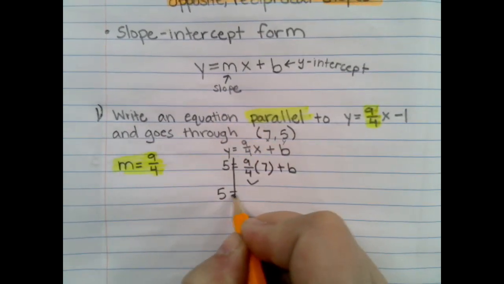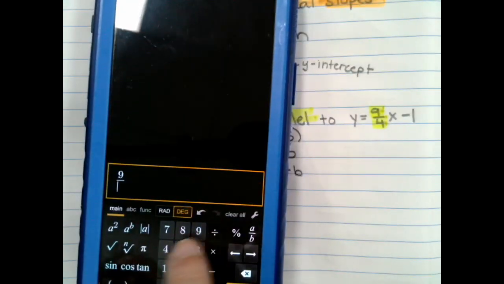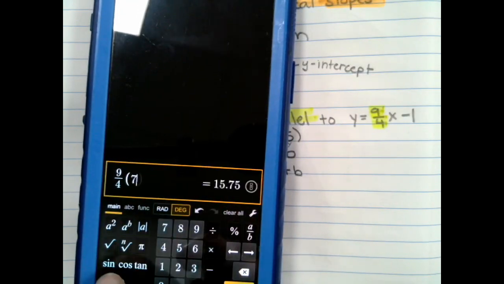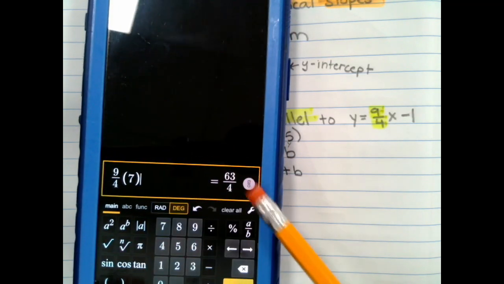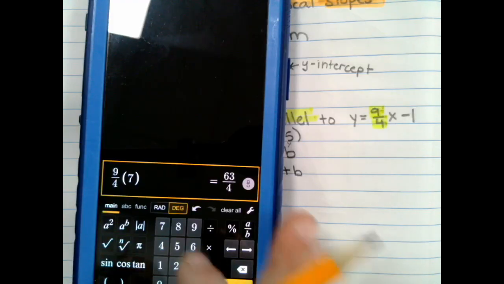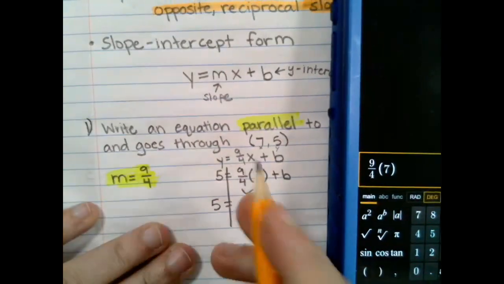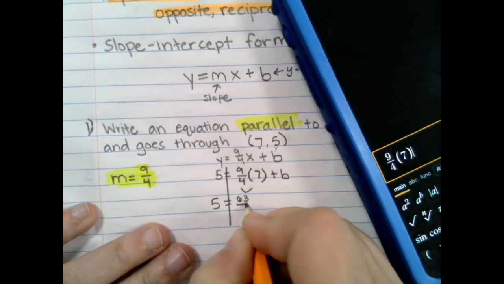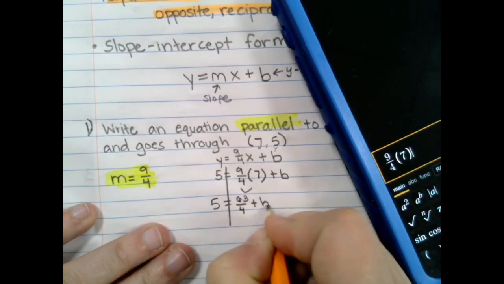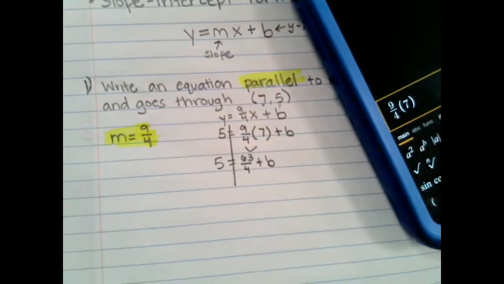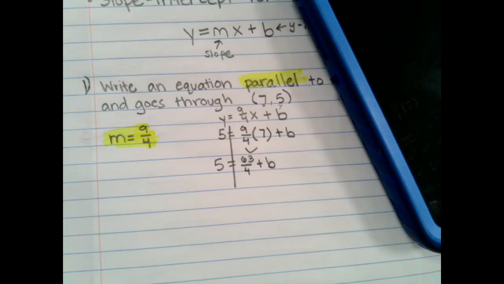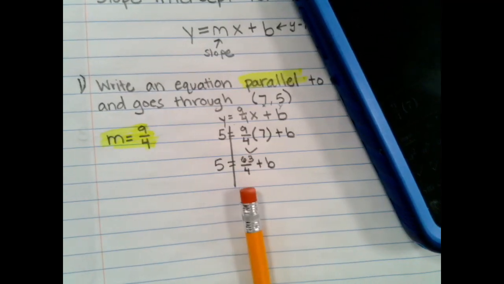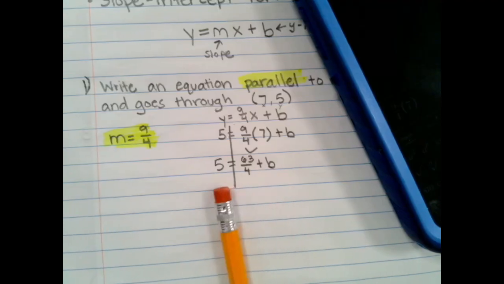So we get 5 equals, and then in my Desmos calculator, which is on your homework, we're going to type in 9 over 4 times 7, and we do want it to be a fraction. So we hit this little circle with the little boxes, and our answer would be 63 over 4. Plus b. Okay, and then our goal is to get b by itself. This one, I can't really do mental math. Honestly, I don't know what 63 over 4 plus what would be 5.